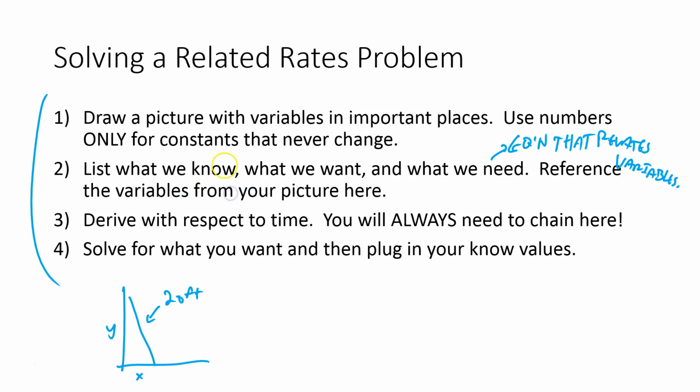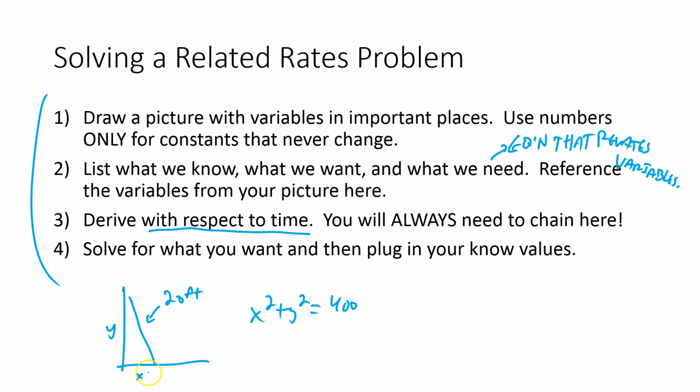In this case, it would be x squared plus y squared equals, I guess, 20 squared is 400, right? So that would be what we need. We need an equation that relates the 2 variables, or whatever variables you're dealing with. Now we derive with respect to time. That's important because usually we'll have a velocity or something that will be changing with respect to time.